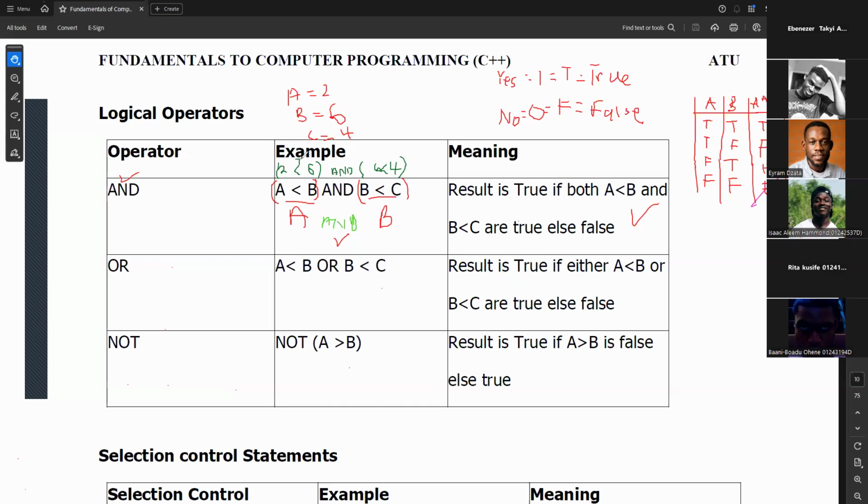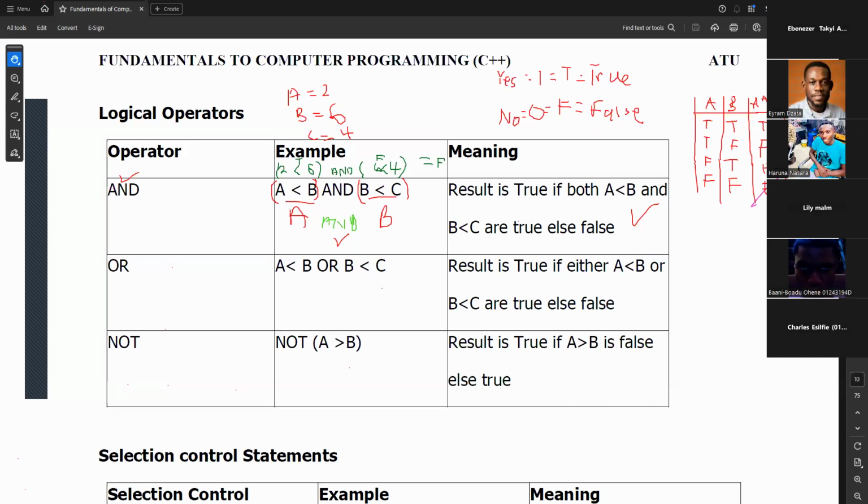2 is less than 6, so we get true. And then 6 less than 4 is false. So true and false will give us false. Take your time and just raise your hand and answer. False.